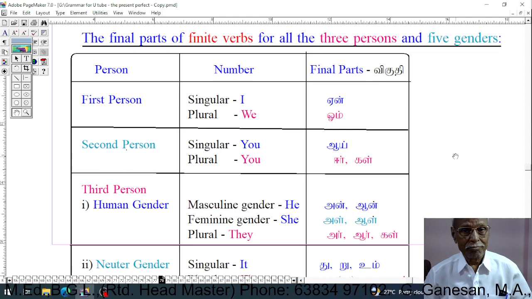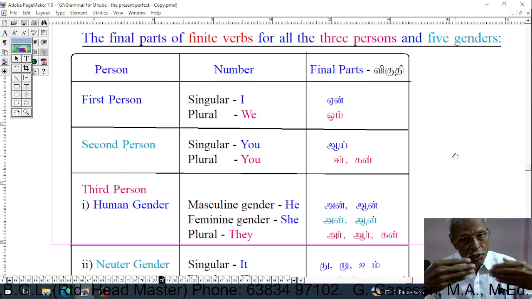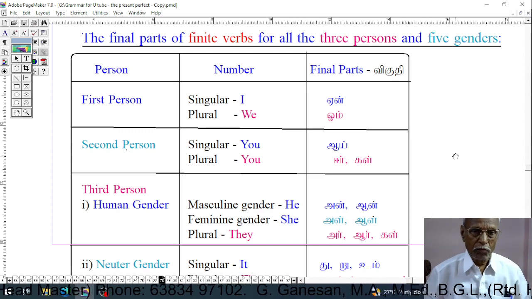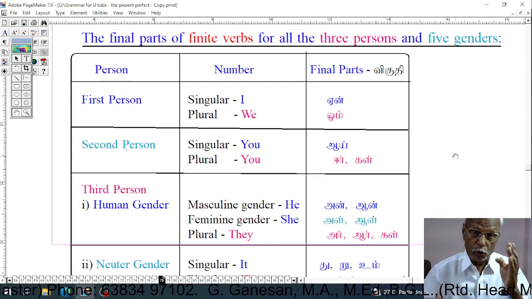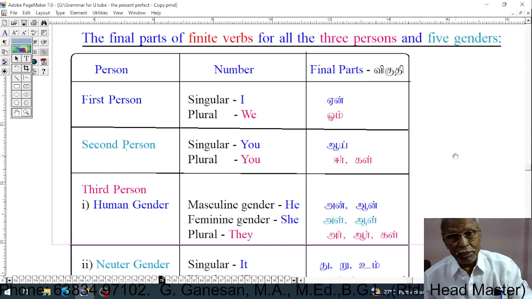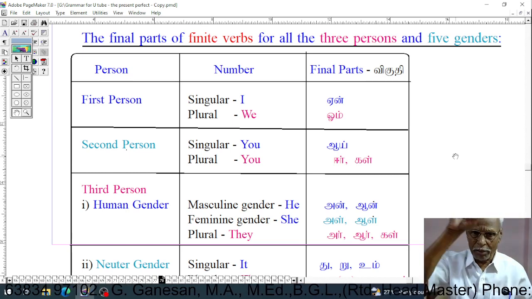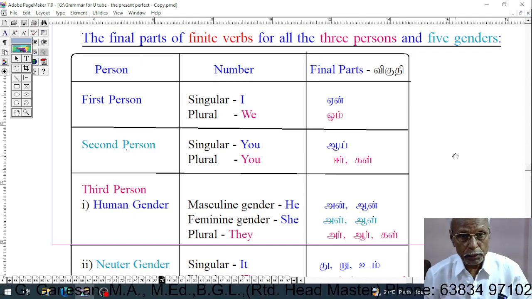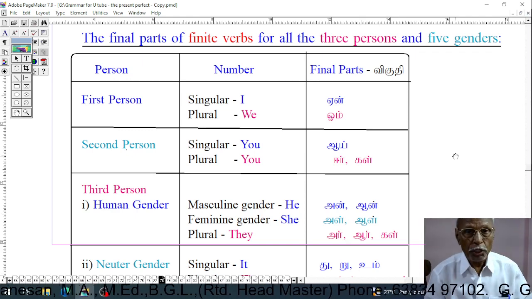Likewise for continuous and perfect tense we can form. வந்து கொண்டிருந்தேன், வந்து கொண்டிருக்கிறேன், வந்து கொண்டிருப்பேன், வந்திருந்தேன், வந்திருக்கிறேன், வந்திருப்பேன். For nine tenses, en. Then first person plural in Tamil, we, நாங்கள்.